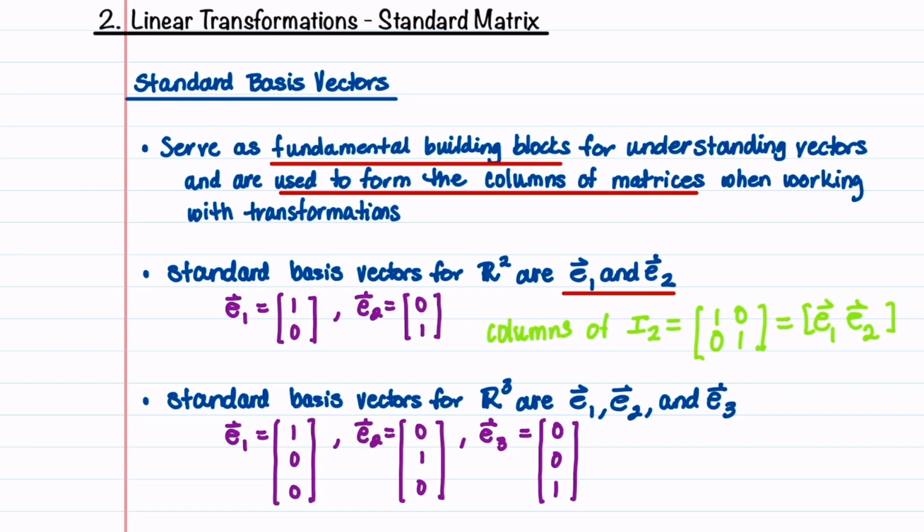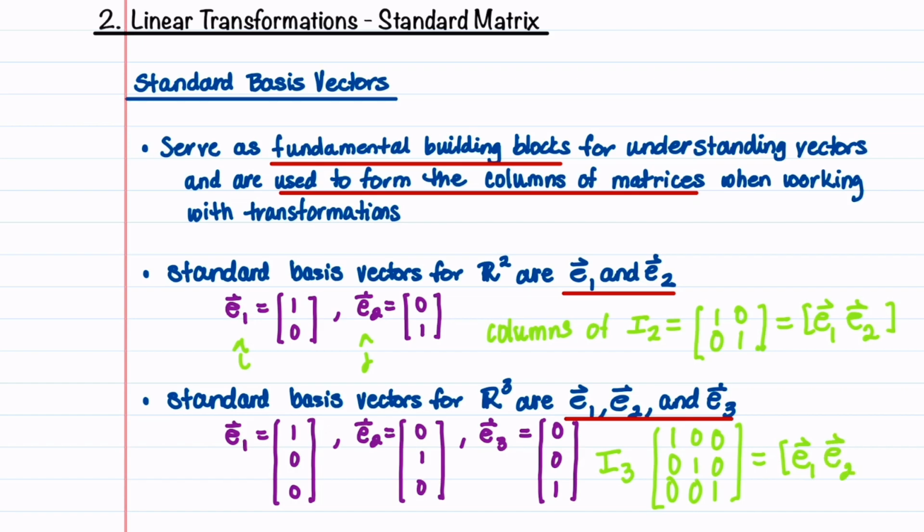If you've studied physics, these are the same as what you might be familiar with called i hat and j hat. Our standard basis vectors for R3 are e1, e2, and e3. These vectors are the columns of I3, which looks like this. So this is [e1, e2, e3].